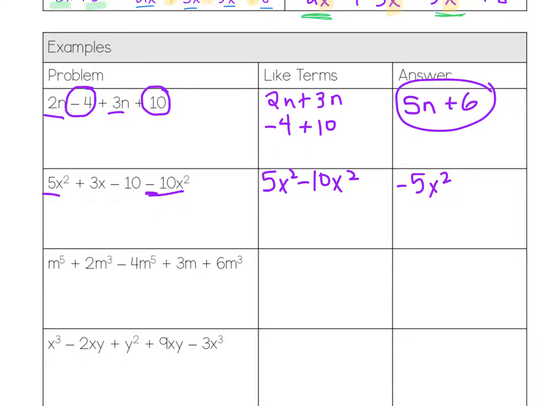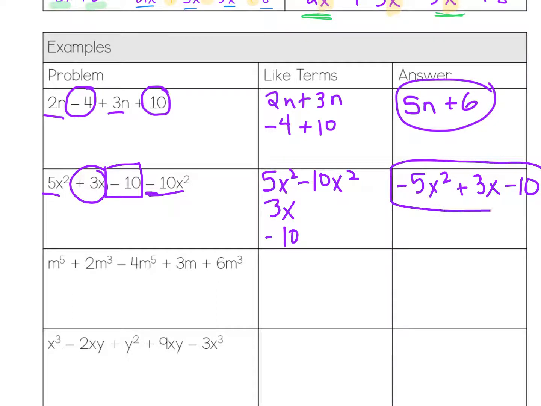Now on to the next like term. I have 3x, but nothing else has an x. The other two have x squared. So since it has nothing to combine with, it's just going to stay the same. And it's positive, so plus sign. Same thing with the last thing there. That's a constant. There's nothing to combine it with, so it's just going to stay the same. It had a minus sign in front of it, so it's going to be negative. That's our final answer.